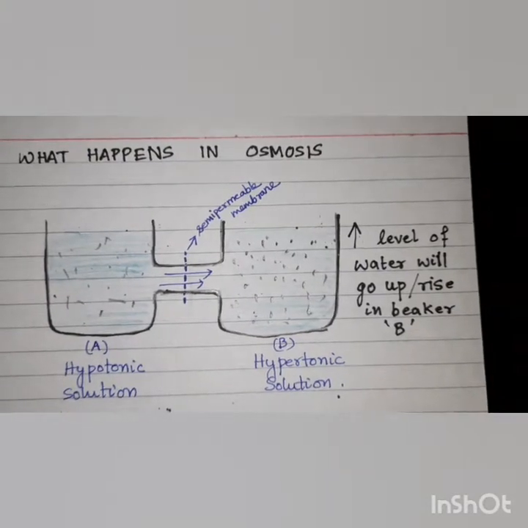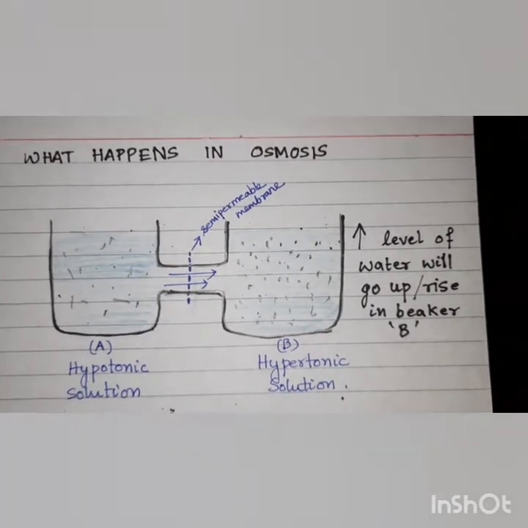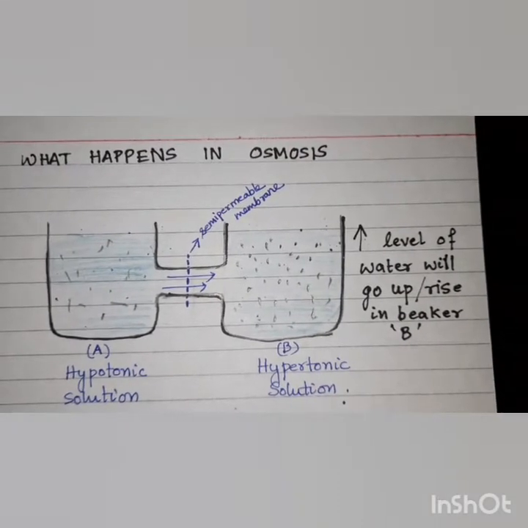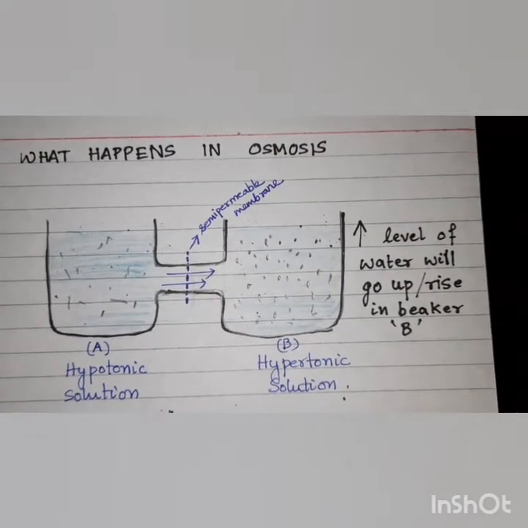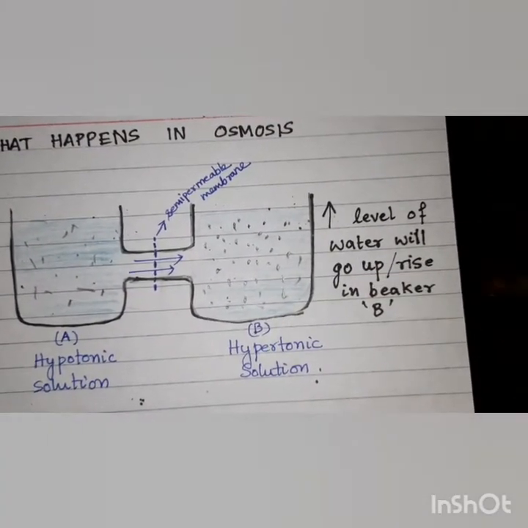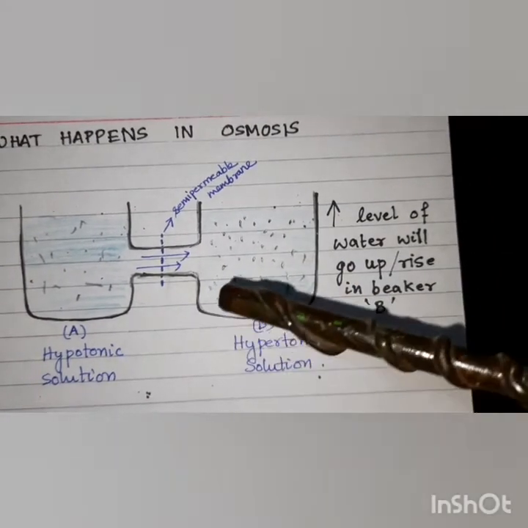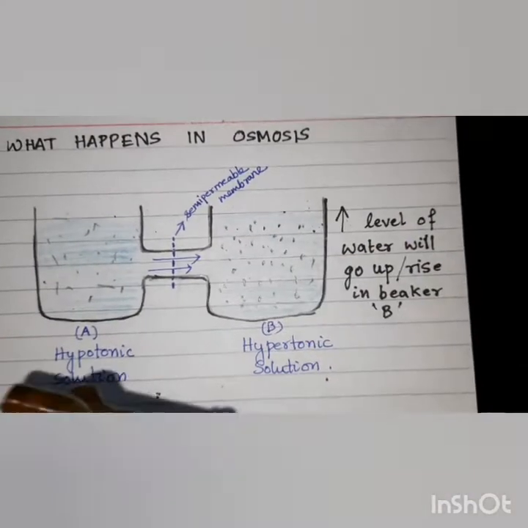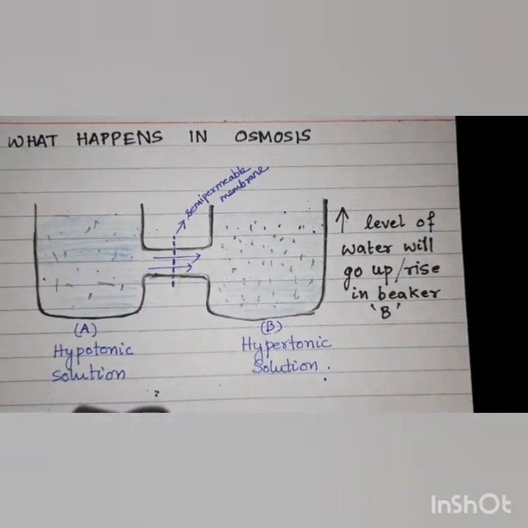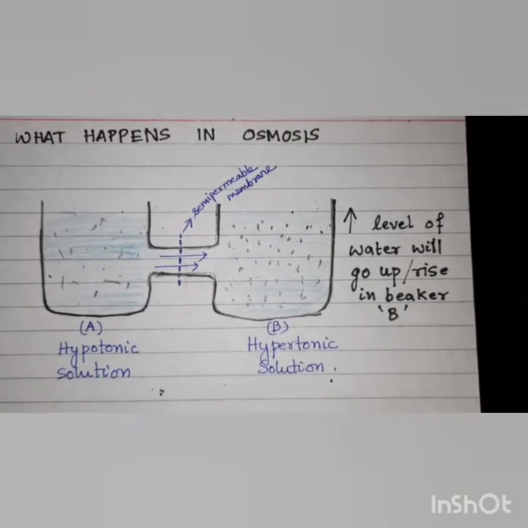So now when the two systems are connected, that is solution A and B are connected, water will move from beaker A to beaker B because A has more water concentration than B. As a result, after some time, the level of water in beaker B will rise up, indicating that there has been a net movement of water from beaker A to B. That automatically means that the level of water in beaker A will go down. The volume of water in beaker A will become less and the volume in beaker B will become more.